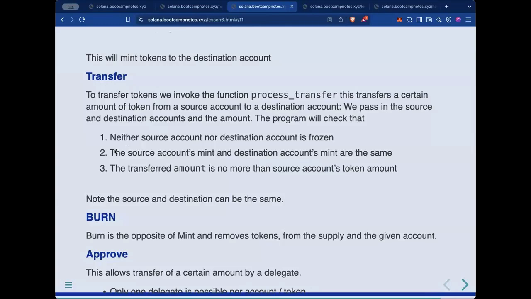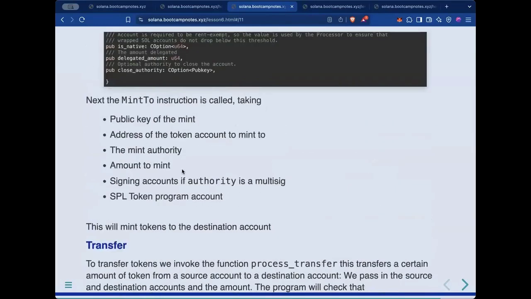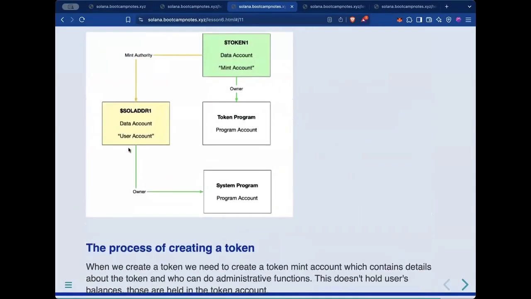Then we do a check that when we have the account for Alice and the corresponding one for Bob, we make sure that the mint account that they are referring to is the same.